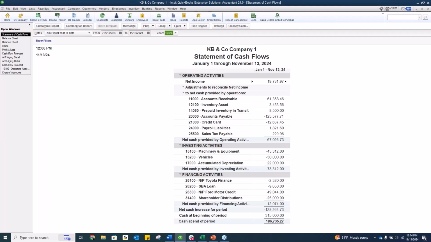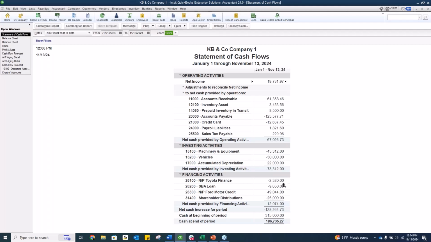The last section of our cash flow statement are our financing activities. This is going to include both debt and equity transactions. In my financing activities, you can see that my vehicle loan for the Toyota has a negative value of $2,320, meaning I have used up cash to pay down that note of $2,300.